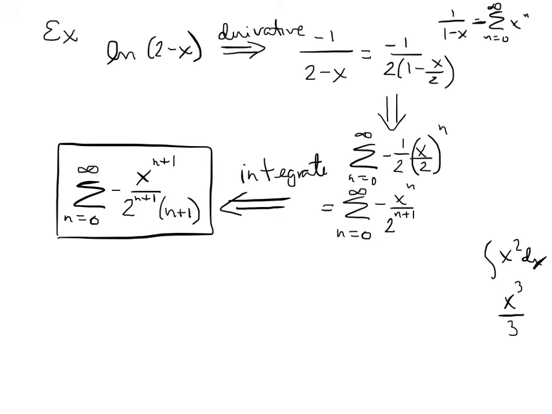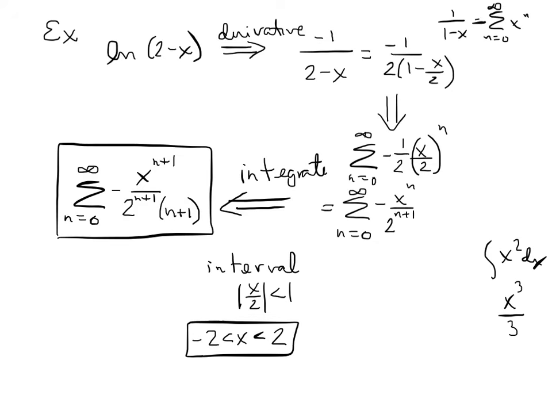If we were to look at the interval, derivatives and integrals make absolutely no difference. For the interval, you would plug in x over 2 because that's what you plugged in from the function to the power series. And so the interval would be in between 2 and negative 2. So derivatives and integrals don't make any difference on the interval at all.